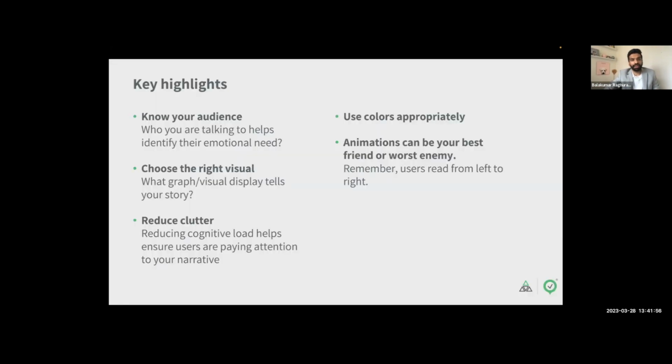With that, I'm going to have the summary, right? After a Bing Bang Bongo, I can't not do summaries. But know your audience, choose the right visual.